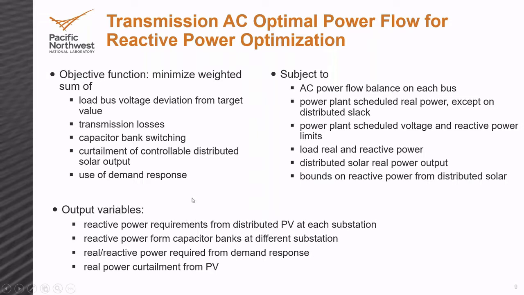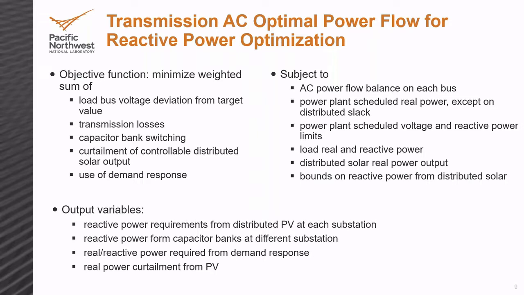And the decision variables, or control variables, or output variables will be: here's how much reactive power I need from each substation or virtual power plant in terms of distributed PV, either absorb or deliver. If I need to switch any of the capacitor banks on substations, and if I need to use demand response, real or reactive power, or if I need to do any curtailment of PV.